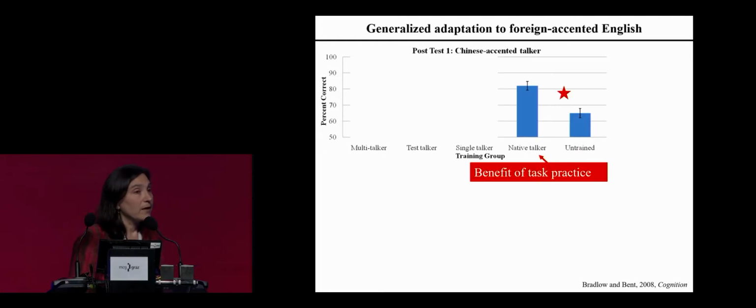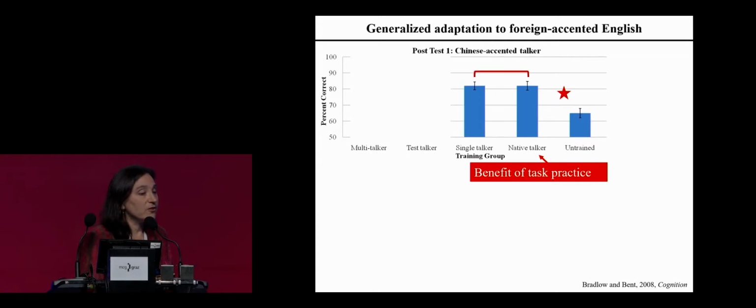However, notice that the control group that was just given exposure to Native American English speech did do better than the baseline condition in the untrained control, which just tells us that there is a benefit of this task practice. We're not particularly interested in that in this study, but we'll take this as our baseline for comparison for the other test conditions. So we're looking to see if through exposure to Chinese-accented English, you can improve in your intelligibility of a novel Chinese-accented talker, and the improvement should be above and beyond the improvement that you get on the task just by virtue of having practice on the task.